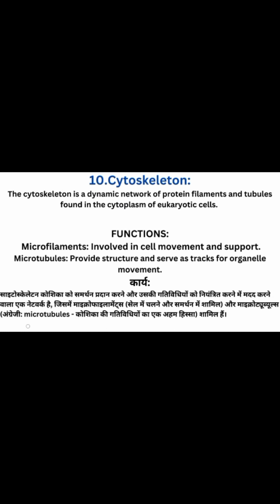Now let's talk about the cytoskeleton, the dynamic network of protein filaments and tubules. And that's like the cell's internal scaffolding. It's found in the cytoplasm of eukaryotic cells, providing structural support and playing a crucial role in controlling cellular activities. Here are its main players: microfilaments. They are actively involved in cell movement and provide support, kind of like the cell's own workout system. And microtubules, they provide structure and serve as a track for the movement of organelles within the cell.